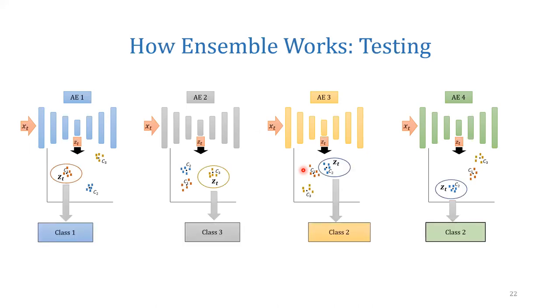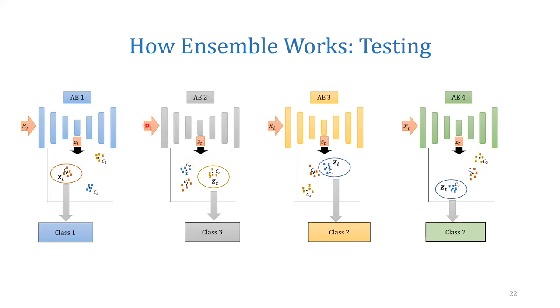So at test time, when we apply a test data to this autoencoder ensemble, for each autoencoder, we get a hidden space representation of the test data. For autoencoder 1, we get the hidden space representation ZT. Let's say the ZT is positioned in this particular position in the hidden space representation of the autoencoder. And we can see that ZT is closest to the cluster center C1, cluster center of class level 1. Therefore, we assign the class level 1 to this particular test data.